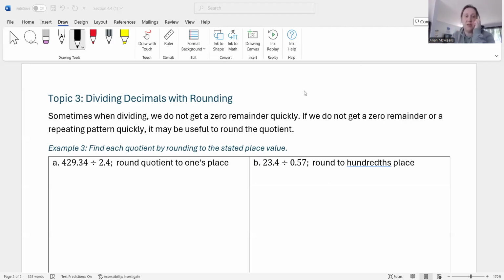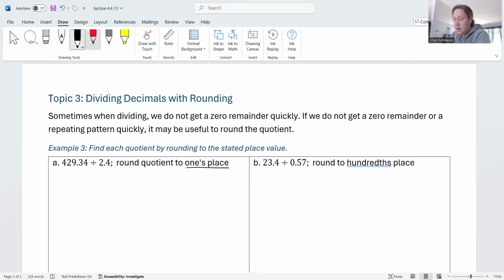So for example 3, it says find each quotient by rounding to the stated place value. These are no longer going to be exact answers. They're going to be estimates, but they're going to be pretty close. For part A, we have 429.34 divided by 2.4, and we're told to round the quotient to the ones place. That means we need to divide out to the tenths place so that we can see if we round up or down.